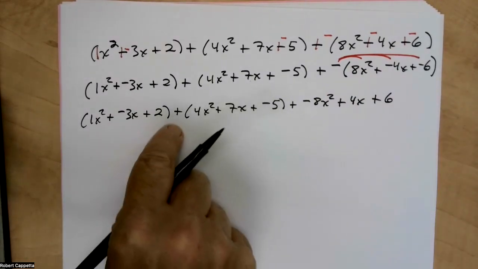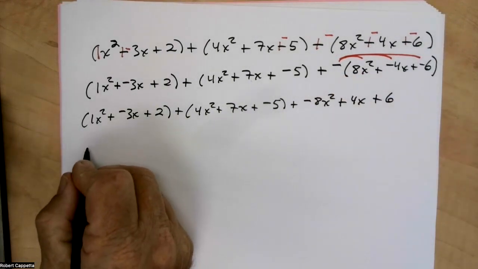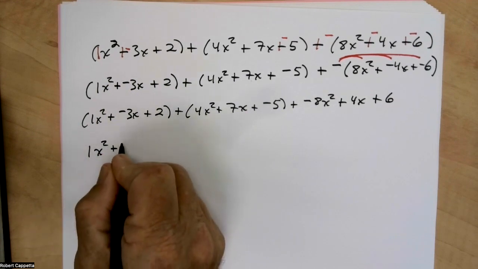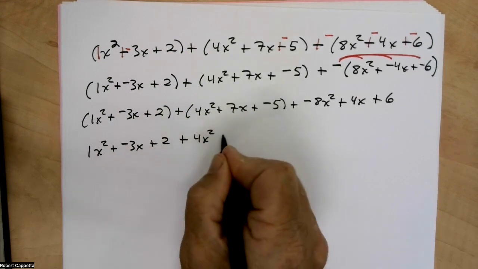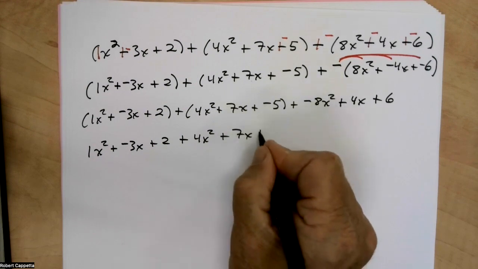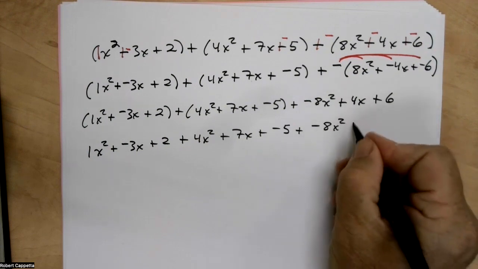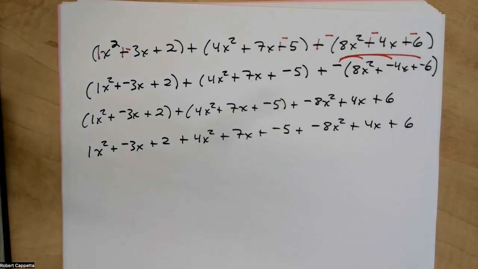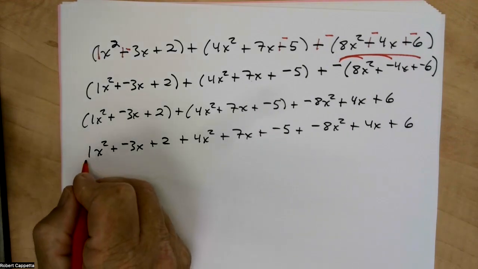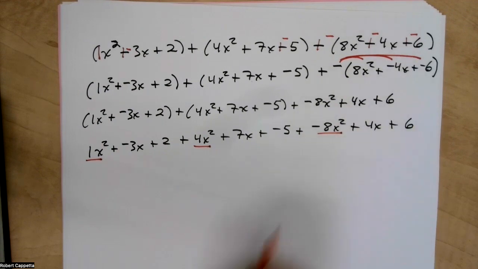And so when you're adding, again, this is an addition at this point. Once I distribute that, I don't really need the parentheses. So let's write it without them. 1x squared plus negative 3x plus 2 plus 4x squared plus 7x plus negative 5 plus negative 8x squared plus 4x plus 6. And at this point, we look for like terms. 1x squared plus 4x squared is 5x squared. Plus negative 8x squared would be negative 3x squared.